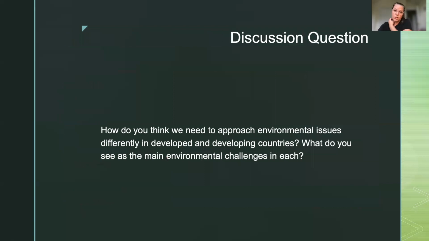So here's a discussion question for you to think about and reflect on and bring back with you the next time we meet in class. How do you think we need to approach environmental issues differently in developed or industrialized countries and developing or industrializing countries? What do you see as the main challenge facing each of these groups? So bring that with you to discuss next time, and I'll see you then.